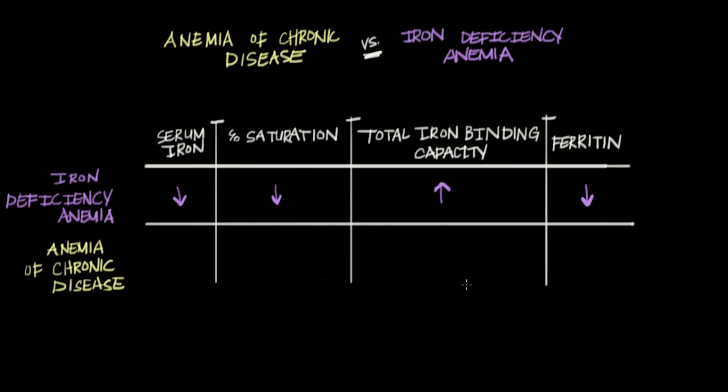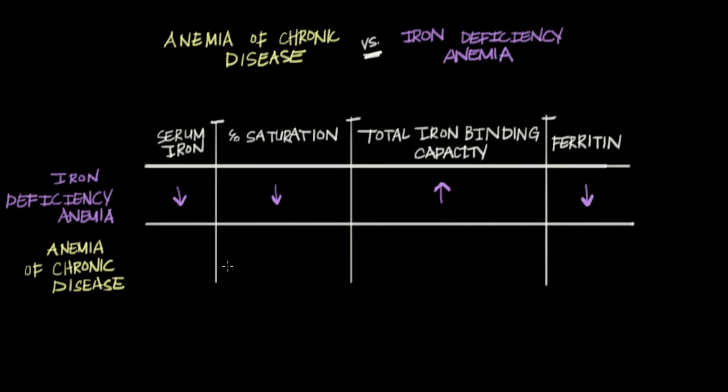Let's compare that with what you see in anemia of chronic disease. So just as an overview, once again, anemia of chronic disease is a disease where you have some underlying inflammatory condition. And as a result of it, you have an increased production of a molecule called hepcidin. And what hepcidin does is, number one, it decreases the absorption of iron from the gut. And it also decreases the recycling of iron from the breakdown of red blood cells.